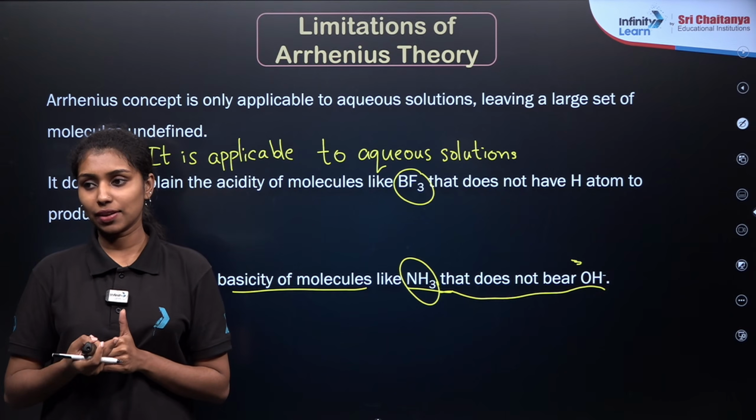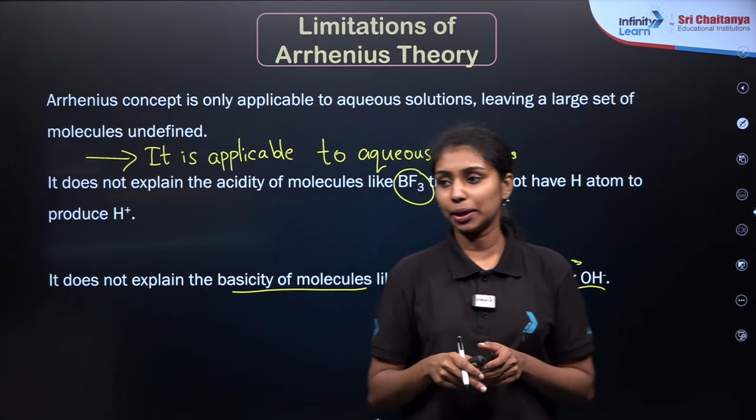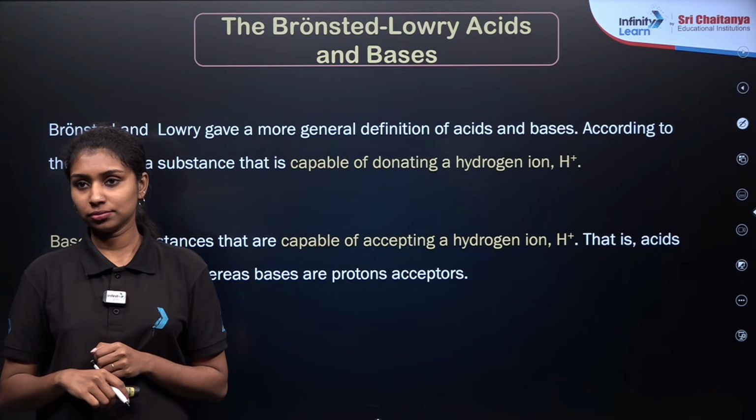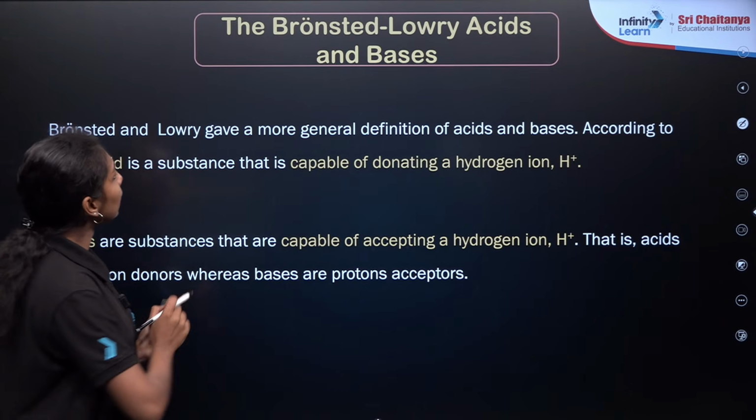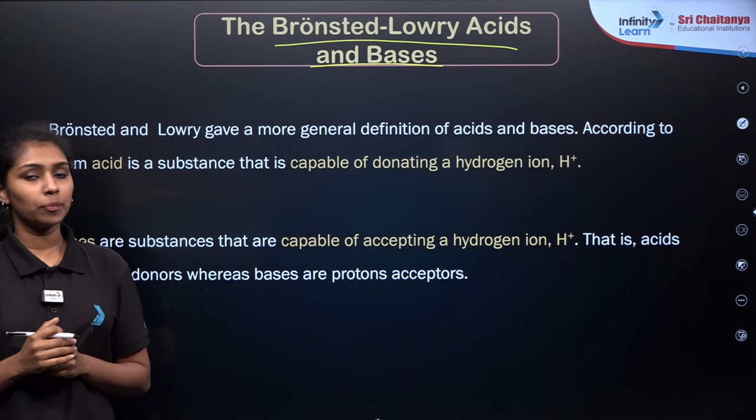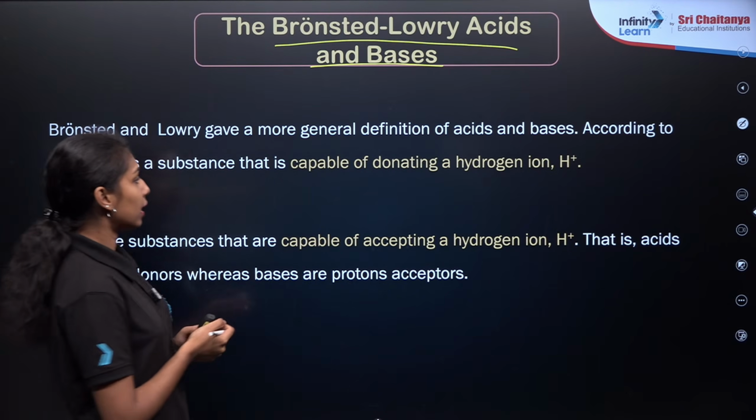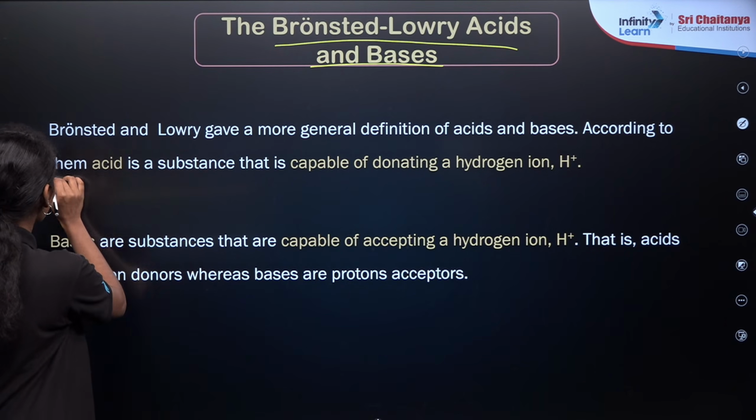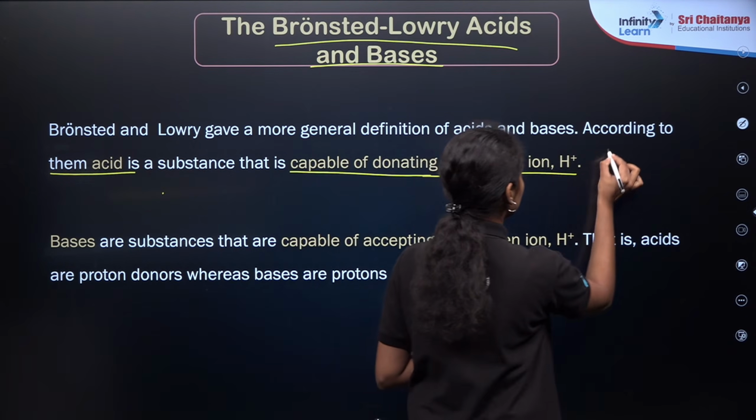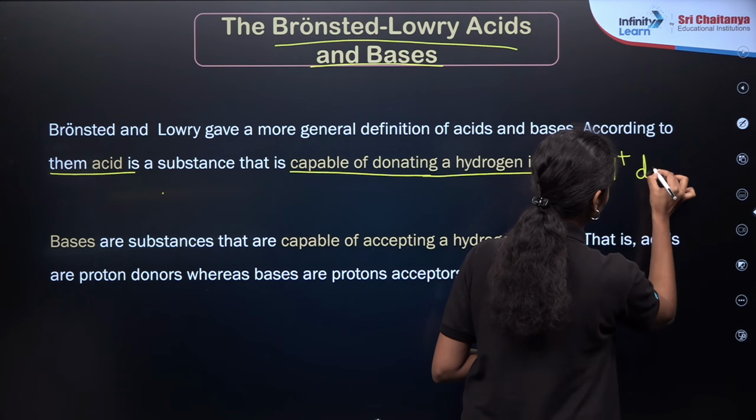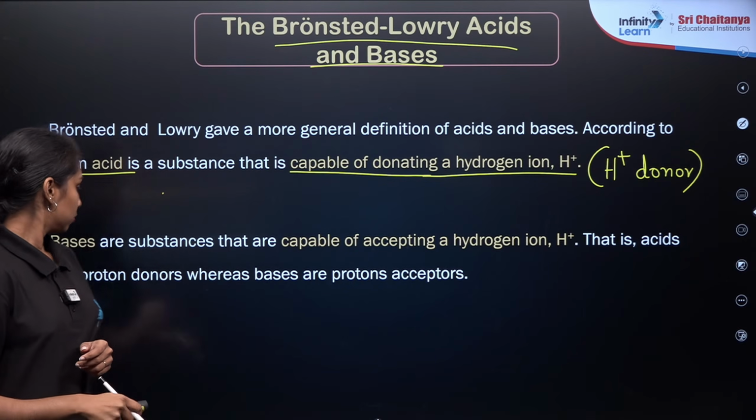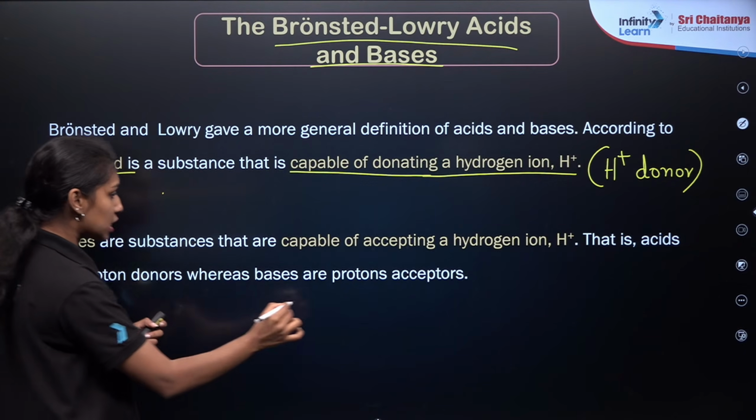Now what is the other theory which we accepted after the Arrhenius theory? Our second theory, the Brønsted-Lowry acid-base concept. According to the Brønsted-Lowry concept, an acid is a substance that is capable of donating H plus ion, or we can say these are the donors. Similarly, bases are the H plus acceptors, right?